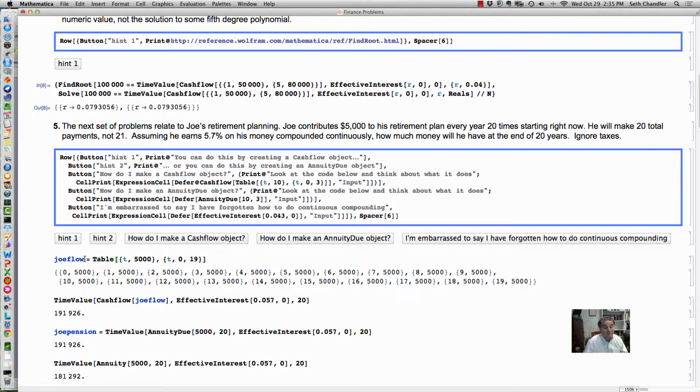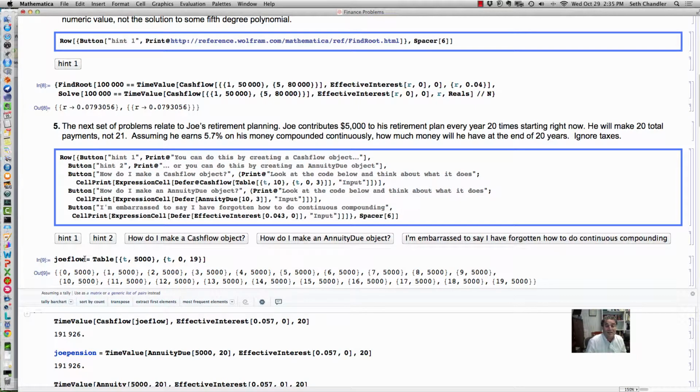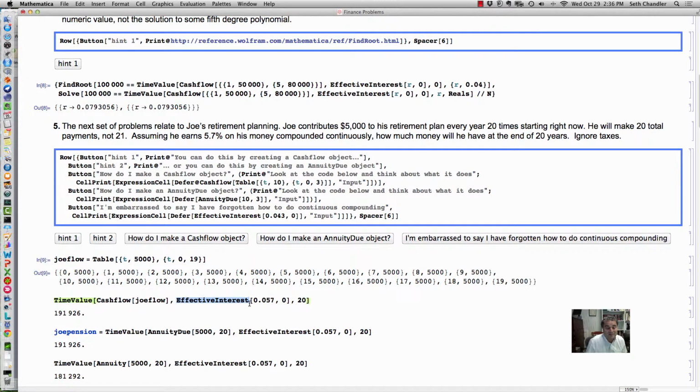And we've now created a cash flow for Joe where he's getting 5,000 at time zero and putting in 5,000 at time one and 5,000 at time two, etc. And one of the things we can then do is to say if Joe can compound continuously at 5.7% for 20 years, how much money does he have at the end of that time period?